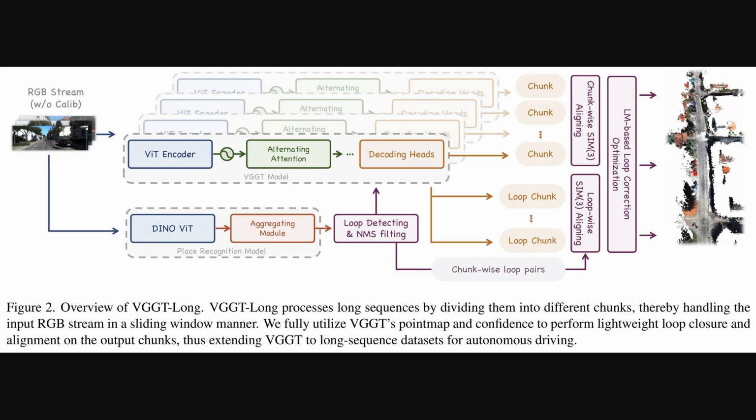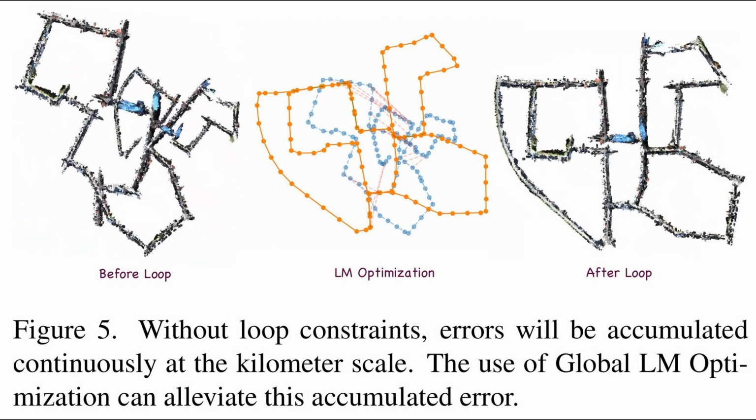Building on that idea, this diagram shows the full system architecture. It has 2 parallel tracks. The top track feeds the video stream into the main VGGT model, which generates those local 3D chunks. The bottom track, meanwhile, uses a different model to perform place recognition. Basically, it's looking for moments when the car returns to a place it's seen before. This is crucial for what's called loop closure, correcting the small errors that build up over time. Finally, all the sequential chunks and the loop connections are fed into a final optimization step to create one globally accurate map.